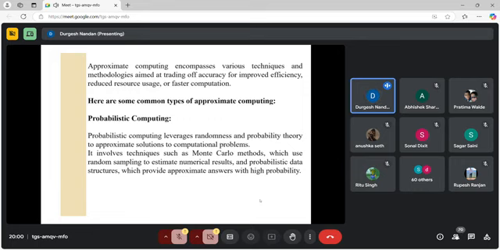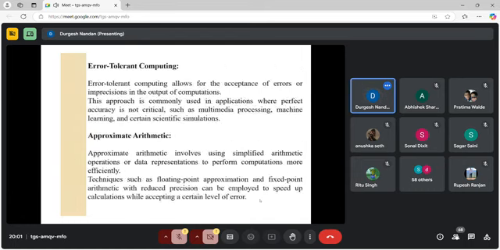So basically, probabilistic computing helps you find the result which has the maximum chance to happen, and this is one of the common types of approximate computing. Another type of approximate computing is error tolerant computing.